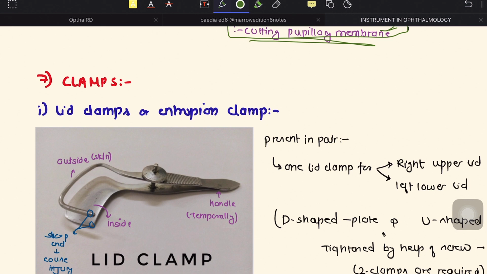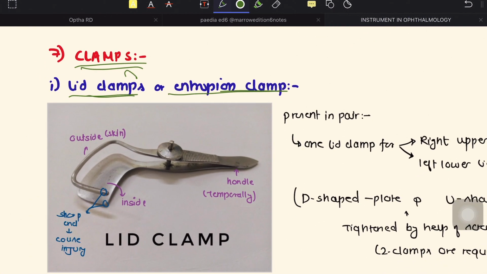The next instrument is clamp, and now we are talking about different clamps. So we'll start with lid clamp. Lid clamp is also known as entropion clamp. So as we can see, it is not a universal clamp because it is used for alternate eyes. I will talk about it by showing you a video.